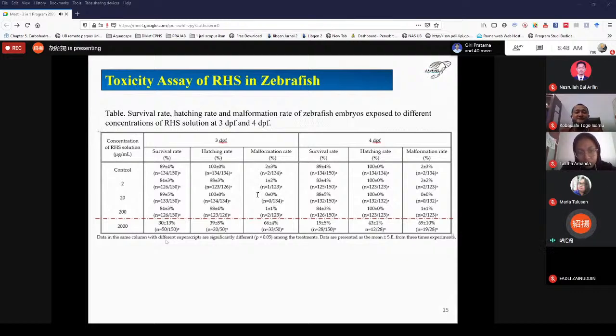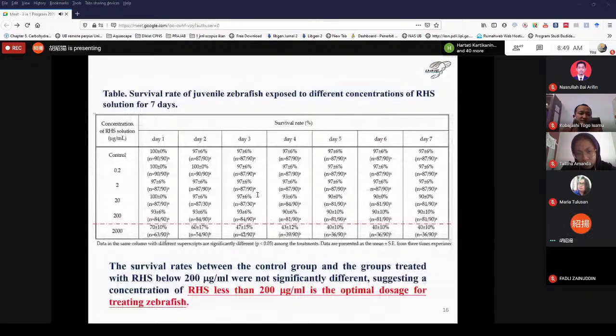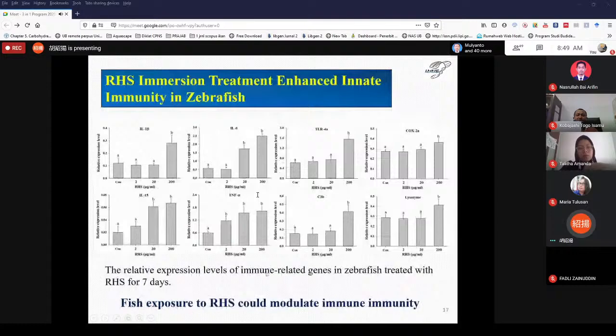And the same situation in zebrafish larvae. We also exposed the larval zebrafish. The same, you can see more than 200 causes larger malformations. At 200 microgram per milliliter concentration, compared to the control, there is no significant difference. It means at this concentration, it's safe. Based on the data, rice husk silica less than 200 microgram per milliliter is the optimal dosage for treating zebrafish. And we treat the zebrafish for 7 days.